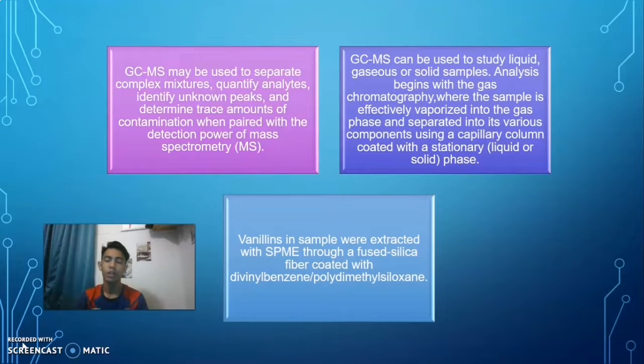GC-MS may be used to separate complex mixtures, quantify, analyze, identify unknown peaks, and determine trace amounts of contamination when paired with the detection power of mass spectrometry. GC-MS can be used to study liquid, gas, or solid samples. Analysis begins with the gas chromatography, where the sample is effectively vaporized into the gas phase and separated into its various components using a capillary column coated with a stationary liquid or solid phase. Vanillin in the sample was extracted with SPME through a fused silica fiber coated with divinylbenzene or polydimethylsiloxane.